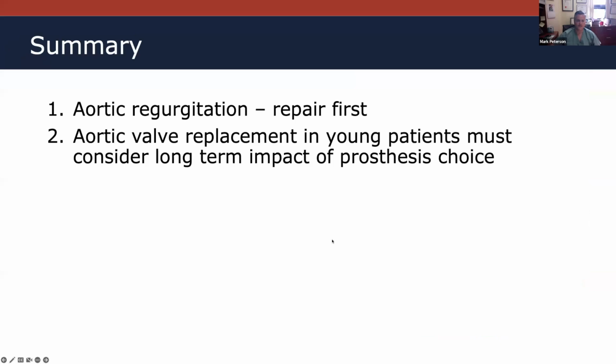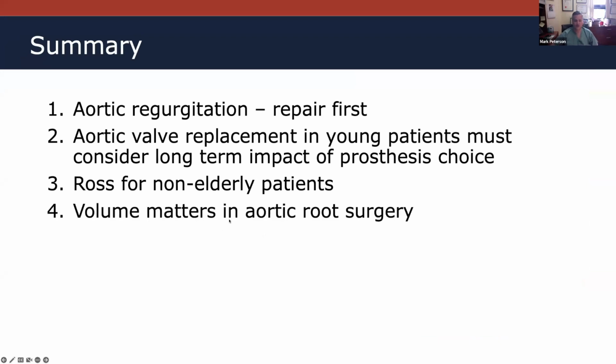So let's just go to summary. So aortic regurgitation, we always think a repair-first strategy. And as I said, even though the North American average for valve repair is 13%, that number should be closer to 50 to 60%. For patients who are young and can't have valve repair, we have to consider what the long-term impact of a bioprosthetic or tissue valve, or mechanical valve, is on their long-term survival and quality of life. So I offer the Ross for most non-elderly patients who are appropriate candidates.